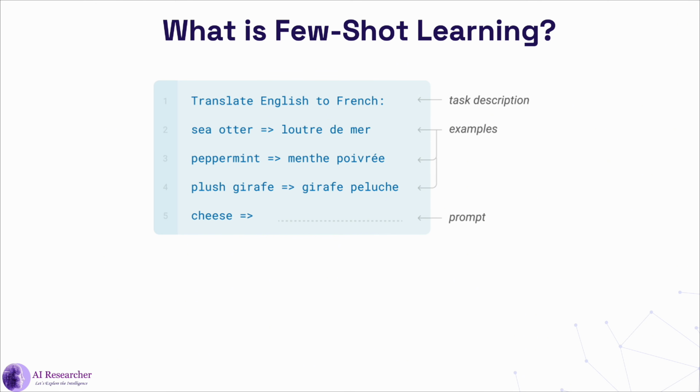I'm talking about few shot learning. The task given to the model is to translate English to French, and the examples that we provided, there are 3 examples. You can see sea otter, peppermint, and plush giraffe, and we want the French translation of the cheese word.